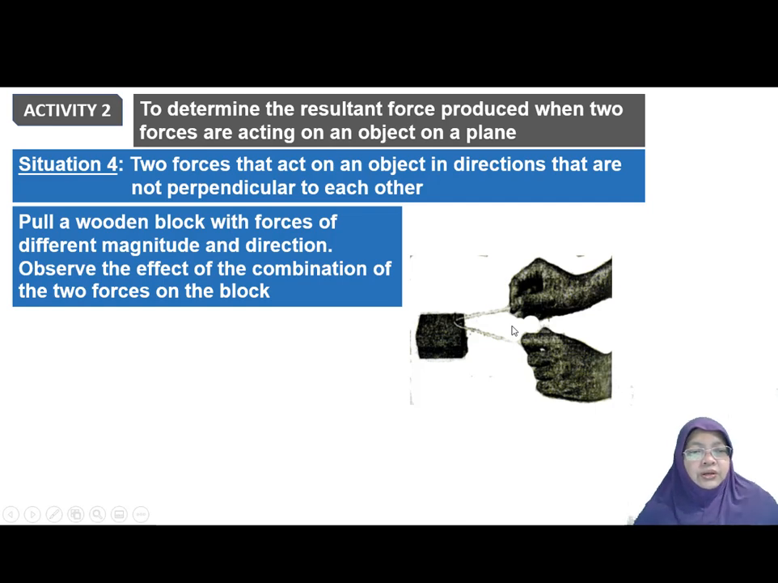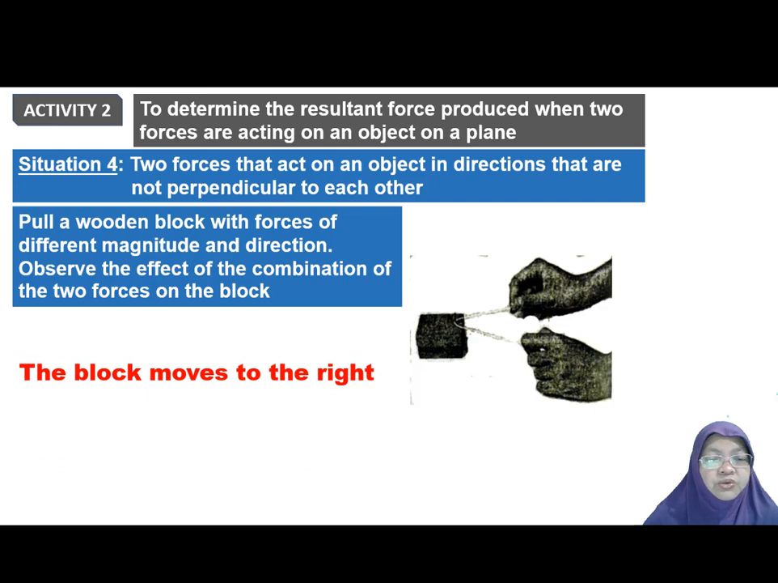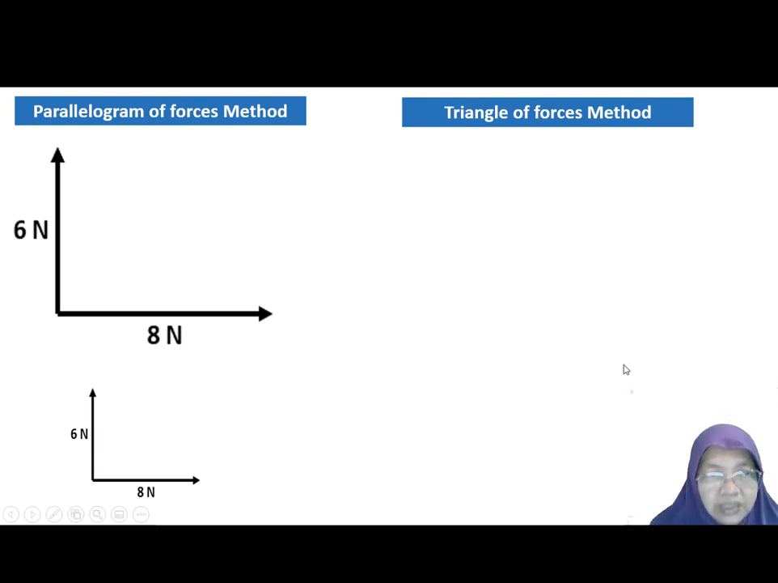So pull a block with forces of different magnitude and direction. Observe the effect of the combination of the two forces on the block. Okay. So the block will move to the right. Not in this direction or this direction, but it will go straight. Right? Okay. So now we will learn two methods of determining the resultant force.